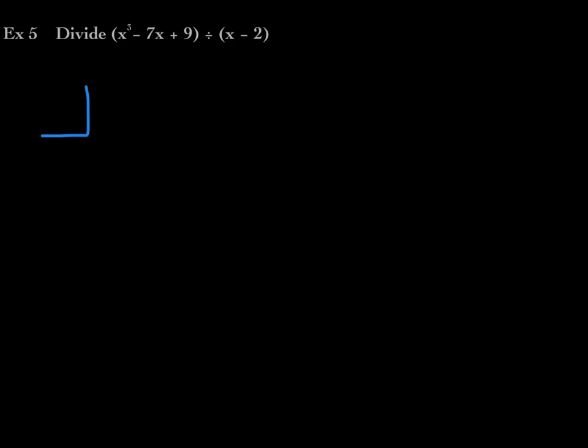So the coefficients for your dividend will be 1, that's your leading coefficient, 0 for the squared term that's not there, negative 7 for the first degree term, and a positive 9 for the constant term. It's very important that you put a 0 here. If you don't put a 0, it's going to be all wrong. Now remember, the number that goes out here is the opposite of what you see in your divisor. So because you see x minus 2, I will put a positive 2 out front.